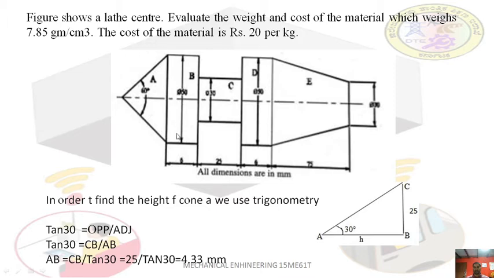In order to find the weight, you first have to split this component into simple parts, calculate the volume of each part, and add all the volumes to get the total volume. After that, you multiply the total volume by the density given here. That will give the weight, and that multiplied by cost per kg gives you the cost of material. So let us split up this component into simple parts.